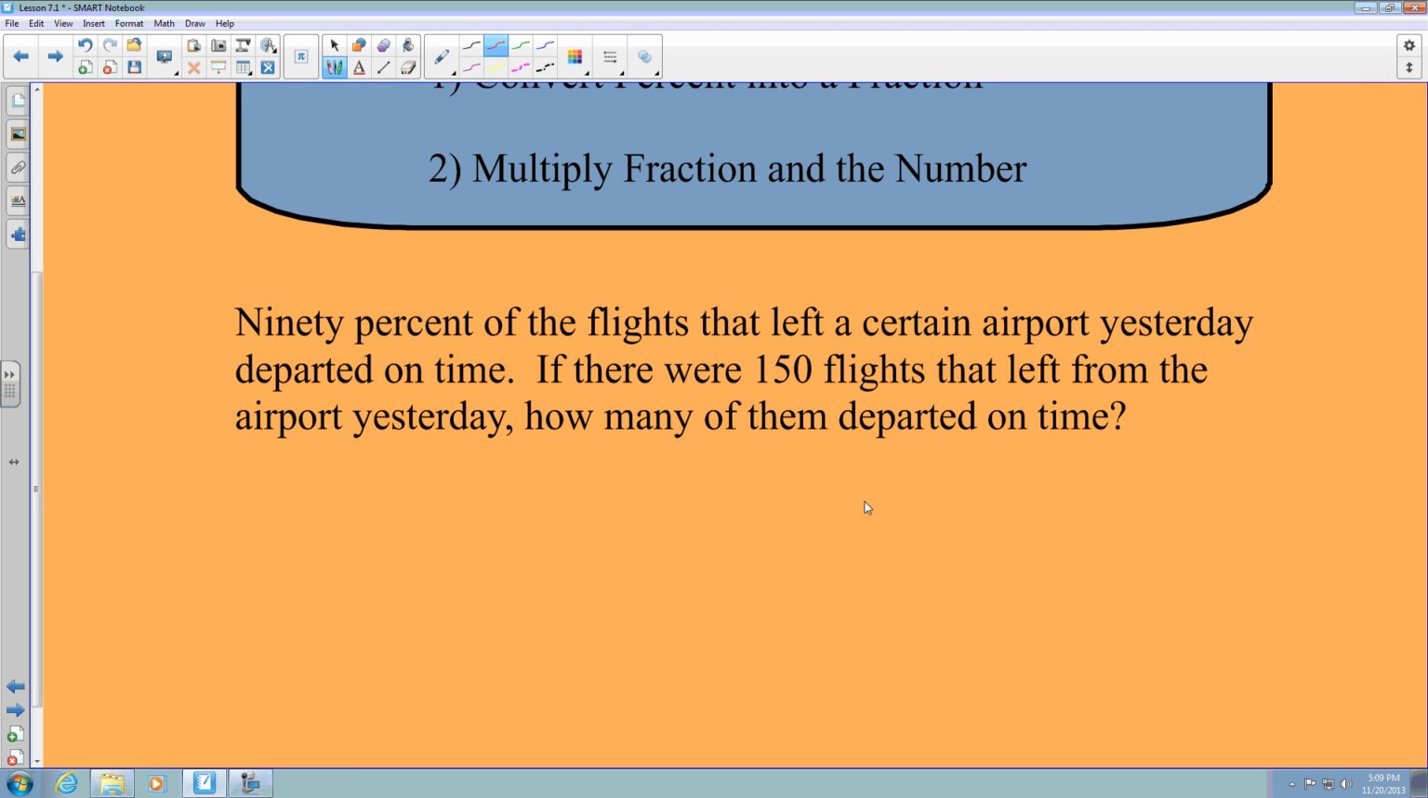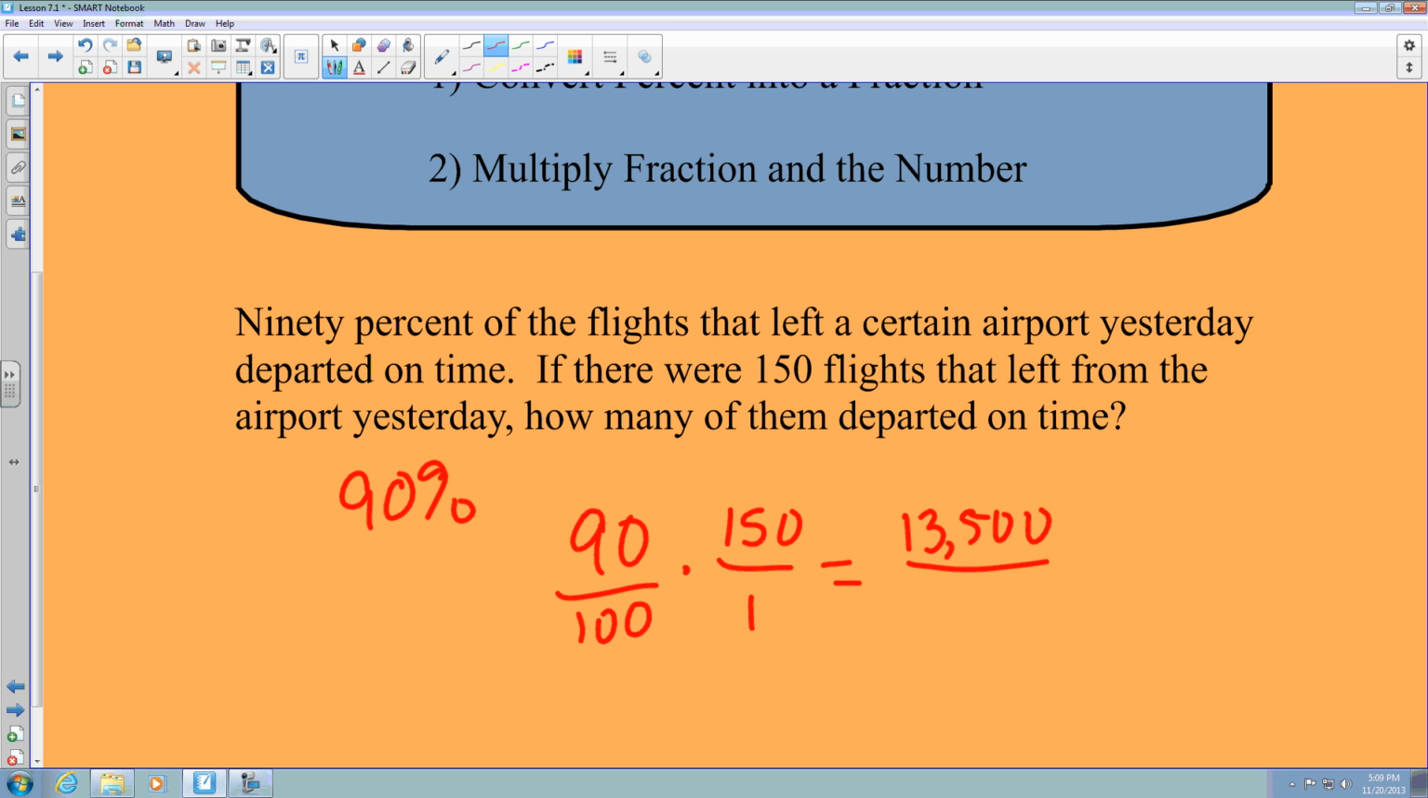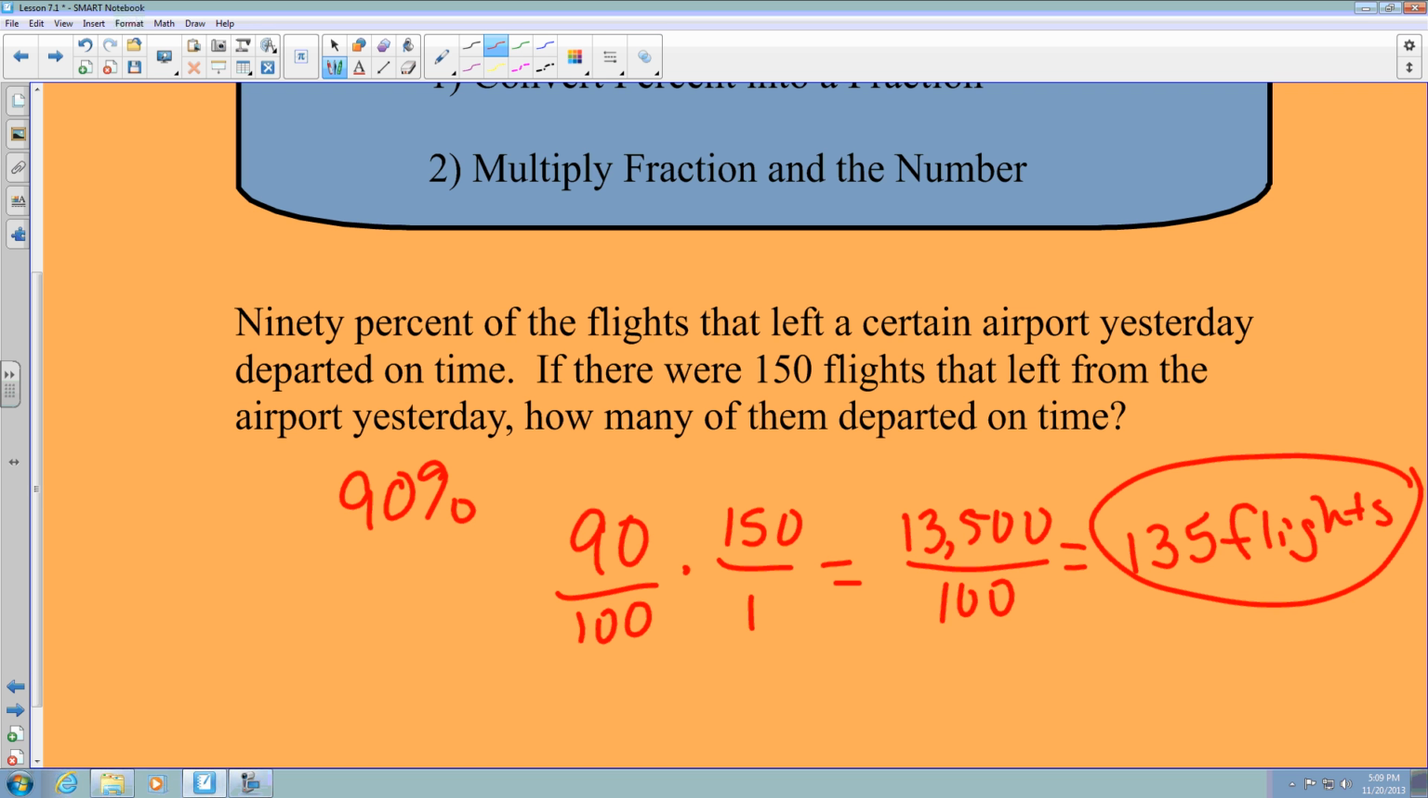They're telling us that 90% of flights are on time. If I were to write that as a fraction, it would be 90 over 100. Then all I've got to do is multiply it by the value, which is 150 over 1. If I take 90 and multiply it by 150, I get 13,500, and on the bottom, I get 100. Now 13,500 divided by 100 will give me 135 flights. So that means if 90% are going to leave on time, and there were 150 of them, 135 of them left on time. And that is being able to use percents and fractions.